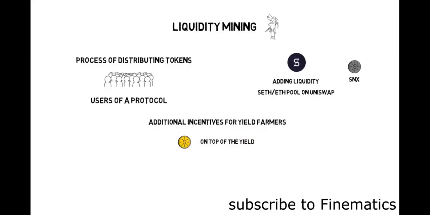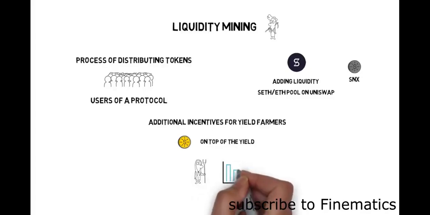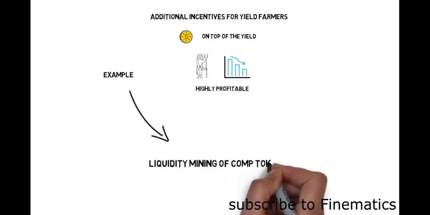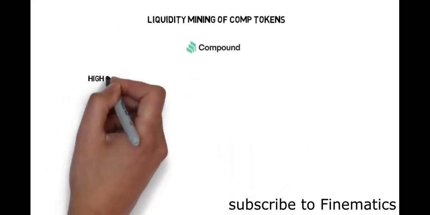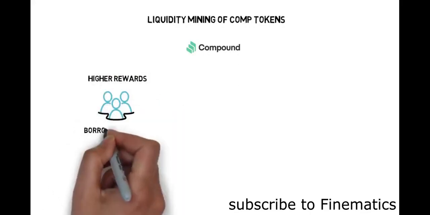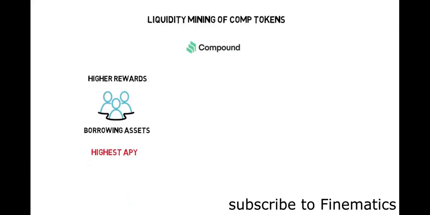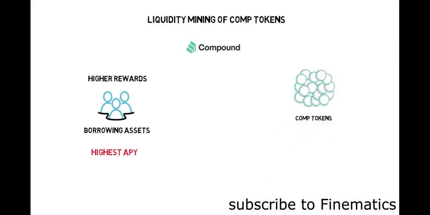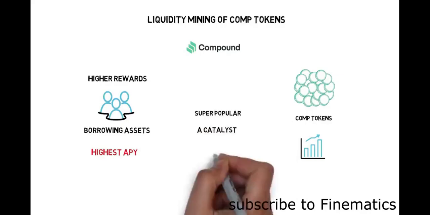Depending on the protocol, these incentives may be so strong that farmers may actually be willing to lose on their initial capital just to get more rewards in the distributed tokens, which makes their overall strategy highly profitable. A good example of this was the liquidity mining of COMP tokens introduced by Compound, that was initially giving higher rewards to the users who were borrowing assets with the highest APY. This incentivized farmers to start borrowing these assets as the value of minted COMP tokens was compensating them for the high borrow rates they had to pay. COMP liquidity mining got super popular and was pretty much a catalyst for a wider spread of yield farming.